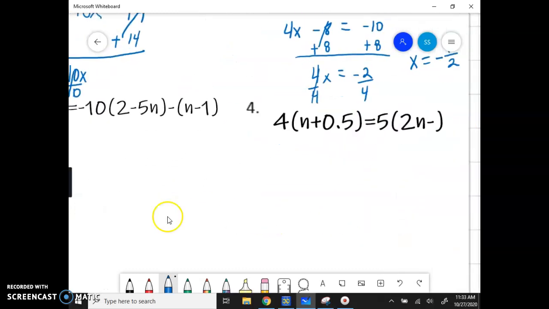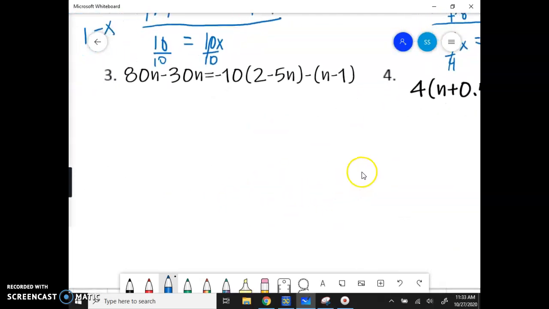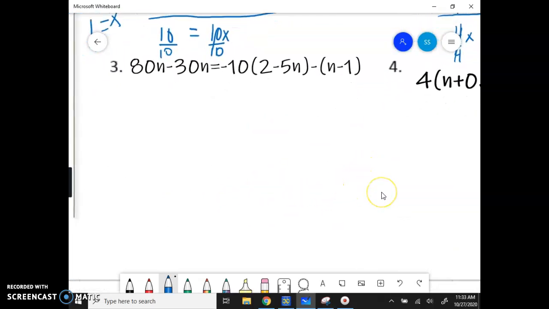All right, moving on. Let's take a look at number 3. It's a pretty intense problem here. I'm going to go ahead and erase this here. All right, so the first step is to use the distributive property to remove any grouping symbols. So I'm going to have to distribute not only this -10, but also this negative symbol here. We can think about this as a -1 and distribute that out. Okay, so let's do the -10 first.